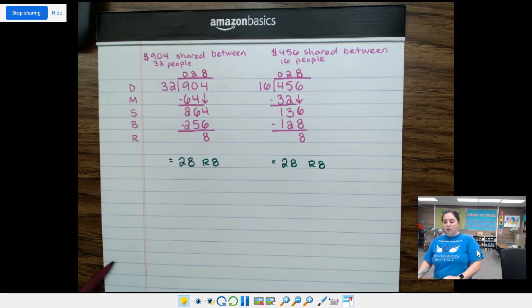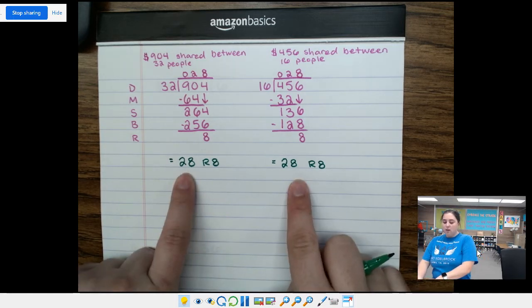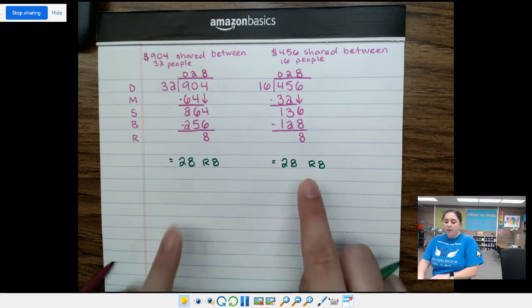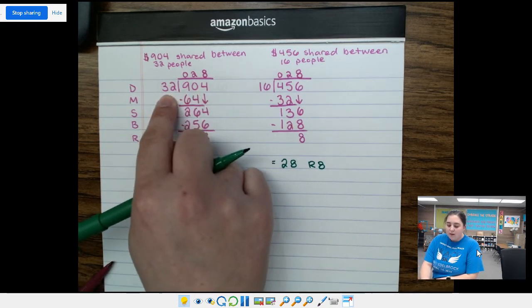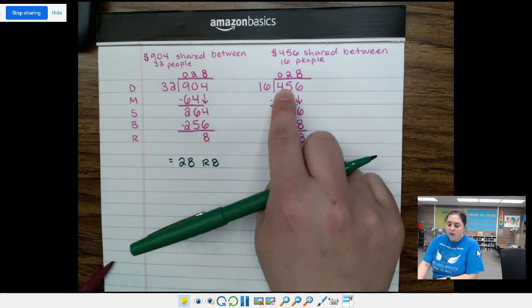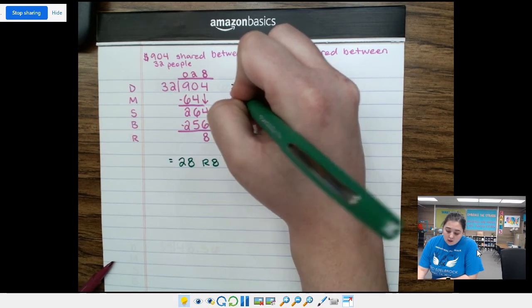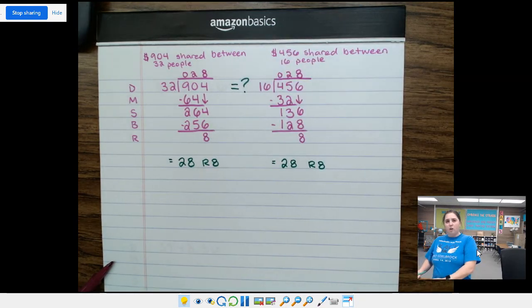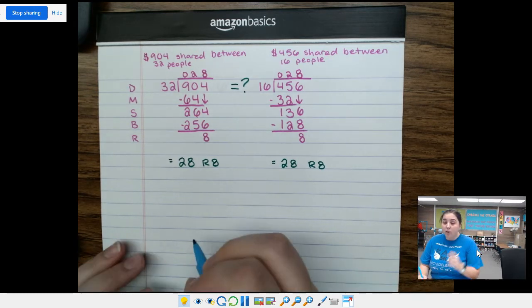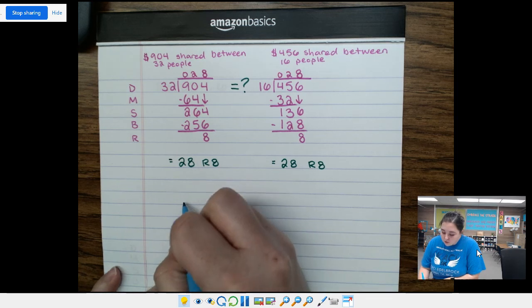Before I go ahead and solve that way, I want you to look at these. These look like they are the same. It makes it look like 904 divided by 32 and 456 divided by 16 are equal. Are they? Let's solve using a decimal this time to see, if I broke up those dollars into change, how much change would everyone get? It's not enough for everyone to get another whole dollar, but they're going to get some change.